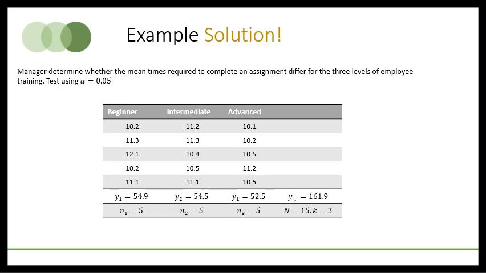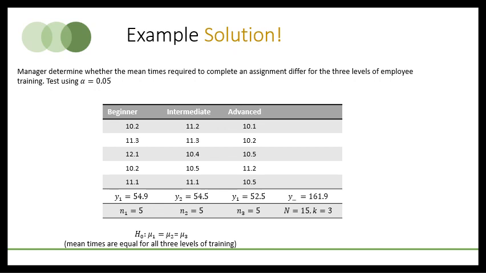So, let's discuss first the hypothesis. From this statement, we can come up with the null hypothesis, which is mu1 equal to mu2 equal to mu3. mu1 is the mean time score for the beginner, mu2 for the intermediate, and mu3 represents the mean score for the advanced, and mean times are equal for all 3 levels of the training. And for the alternative hypothesis, there is a difference between the mean times for the 3 levels of training.